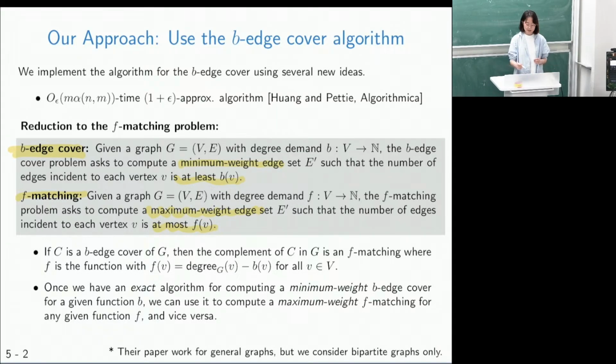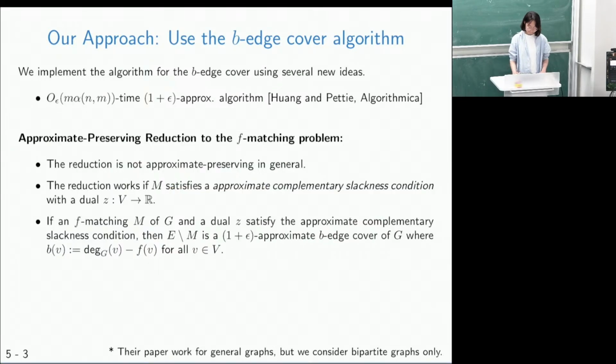So if we apply this algorithm to the geometric multimatching problem, we can get a correct algorithm, but the running time is not sufficiently good. For approximation algorithms, this reduction doesn't work in general. But if we introduce a dual and approximate complementary slackness condition, then this reduction still works.